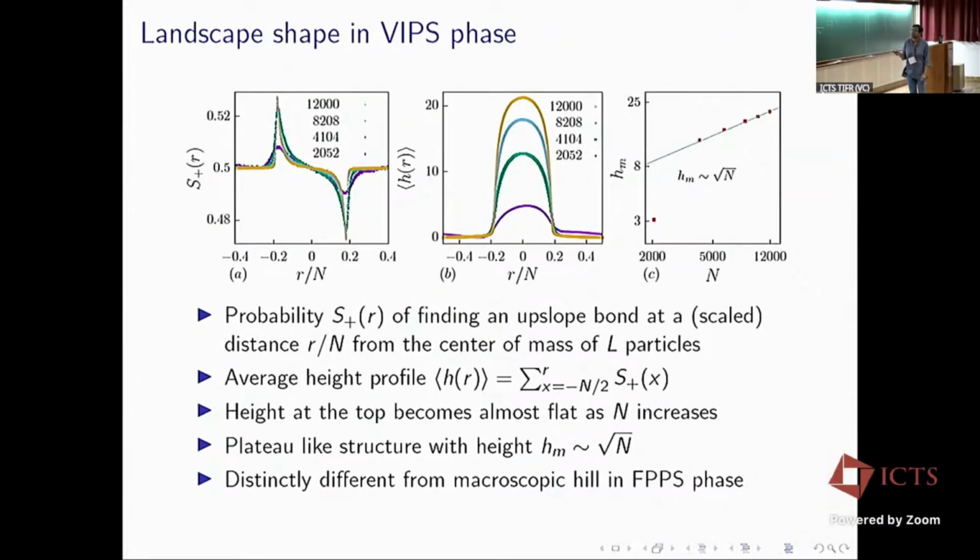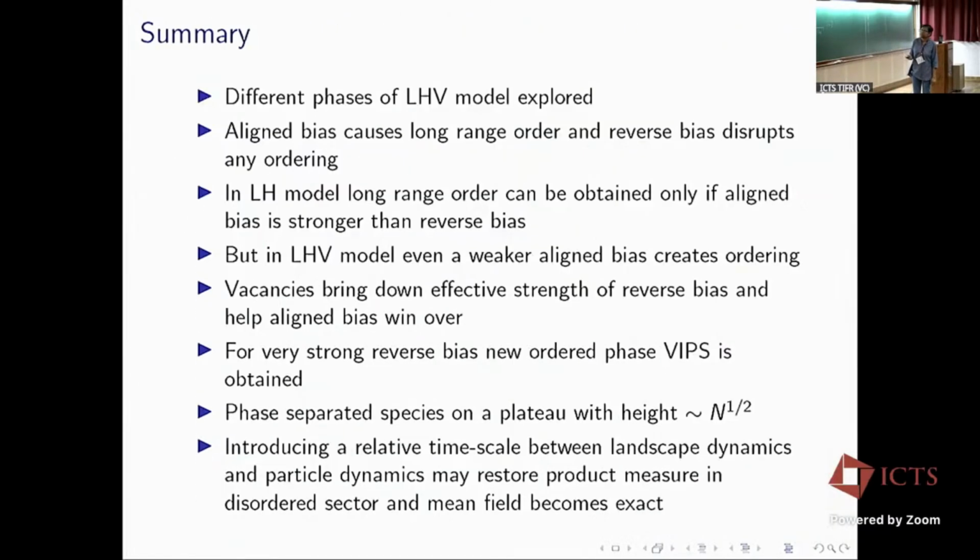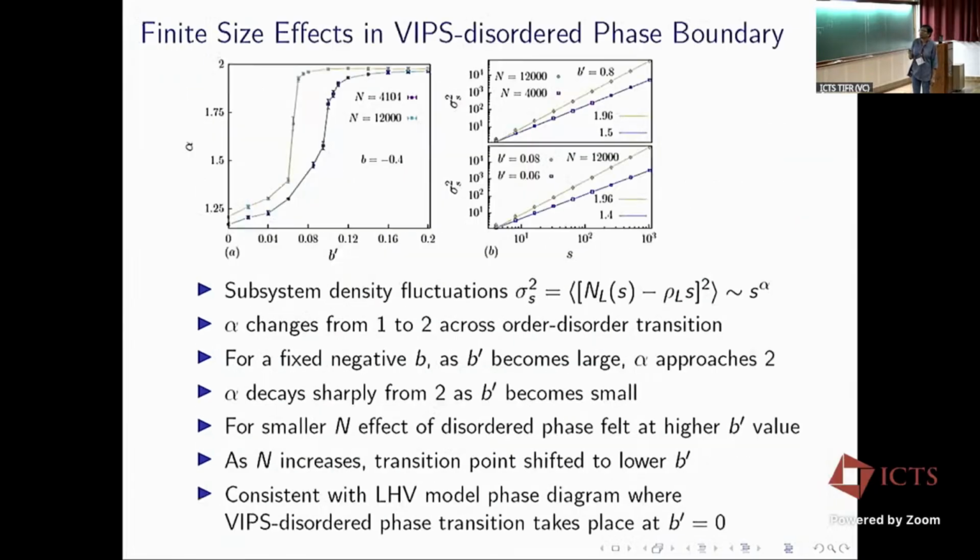One last thing. We also tried to estimate the finite size effects in the VIPS disordered phase boundary, as the system shows strong finite size effects here. So what we have done here, we have measured the subsystem density fluctuations. We put a box of size S, which is much larger than 1 but much smaller than the system size, and then we calculate the number of L particles present in that box.